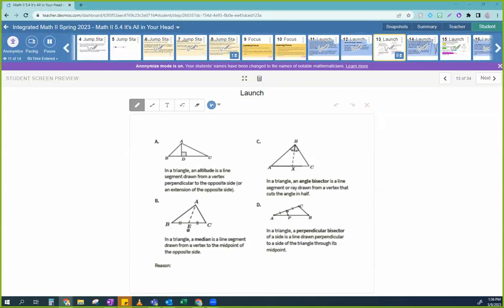This one here is called a median of a triangle. Everyone say median. Median. So median is from vertex to midpoint. From vertex to midpoint.